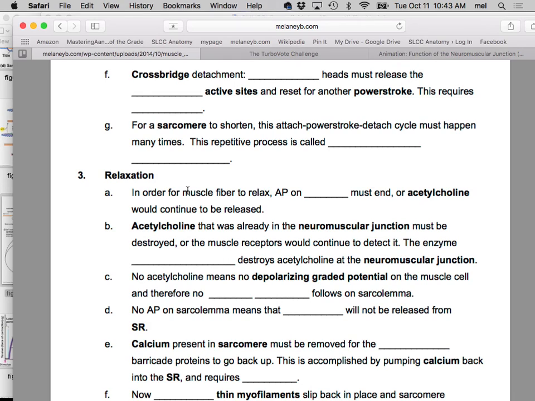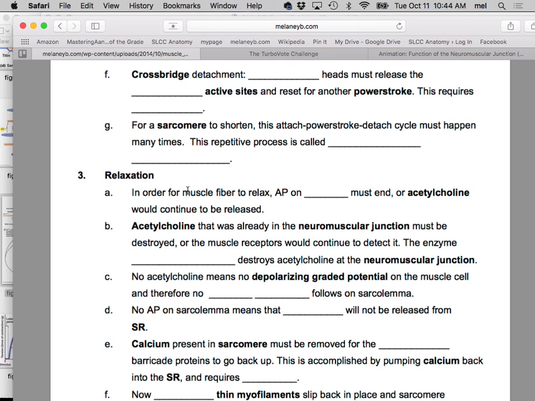No acetylcholine means no depolarizing graded potential on the muscle cell, and therefore no blank blank follows on the sarcolemma. If you don't have a depolarizing graded potential, you don't have an action potential. You got it. Action potential follows on the sarcolemma.